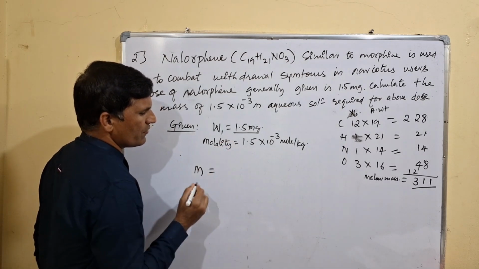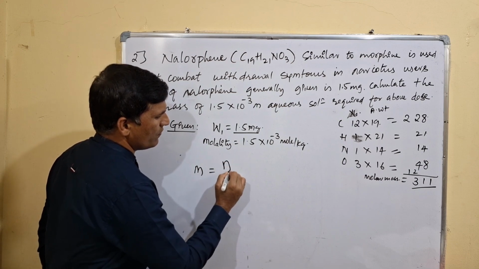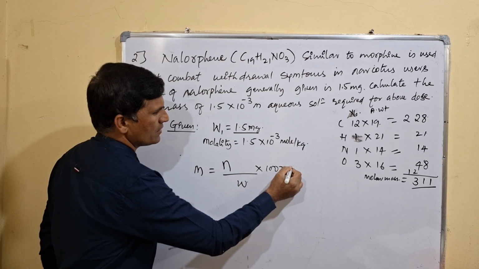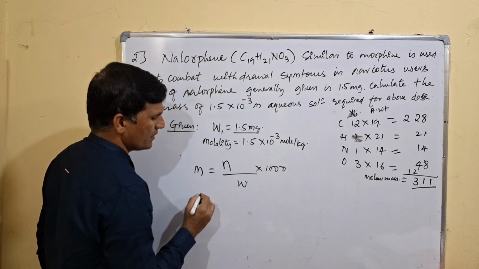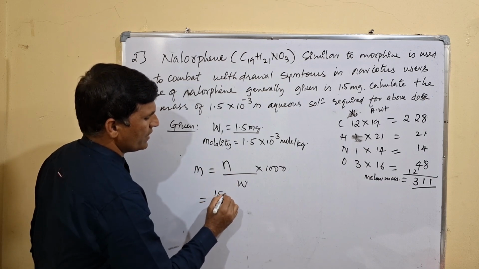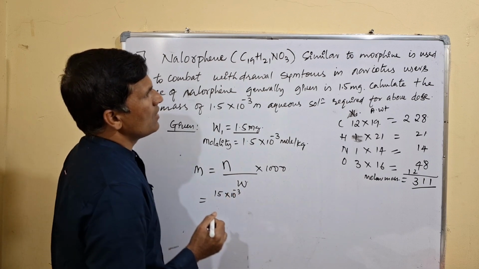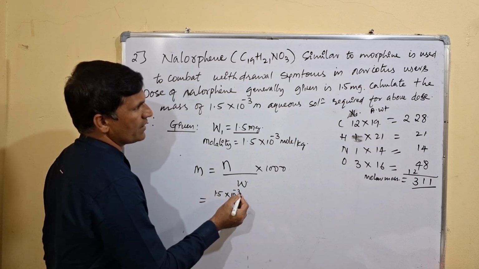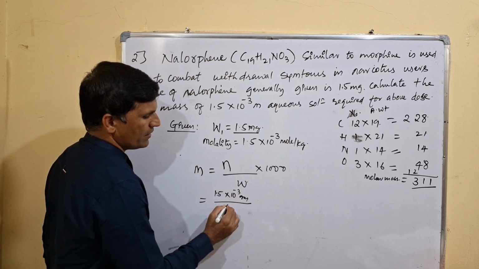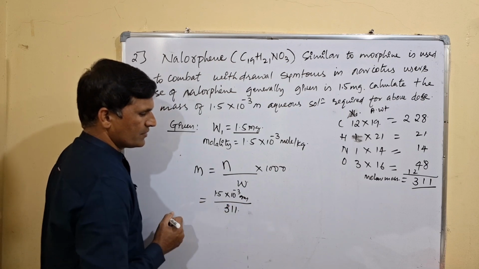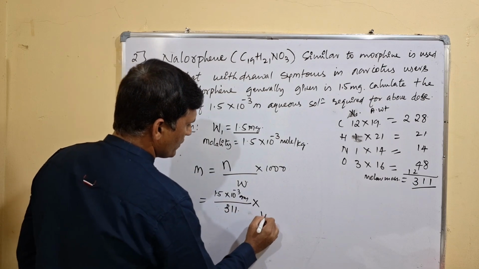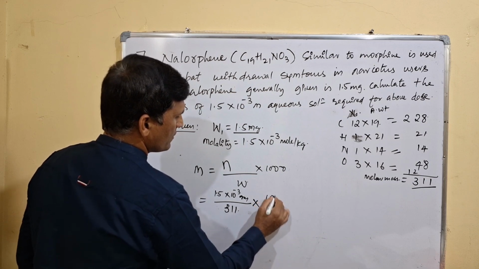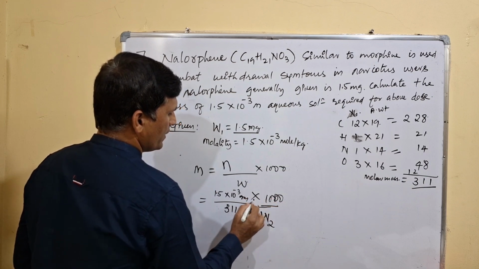Next is, molality is equal to, we know, the number of moles divided by the weight of the solution, which should be expressed in terms of 1000. So we will multiply like this with 1000, right? How do we calculate the number of moles? 1.5 milligram is there, so we will make it in terms of grams. So 1.5 into 10 to the power minus 3 grams divided by 311, right? Into W2, the weight of the solution, which you are supposed to calculate. Divided, and the 1000 you write above it.